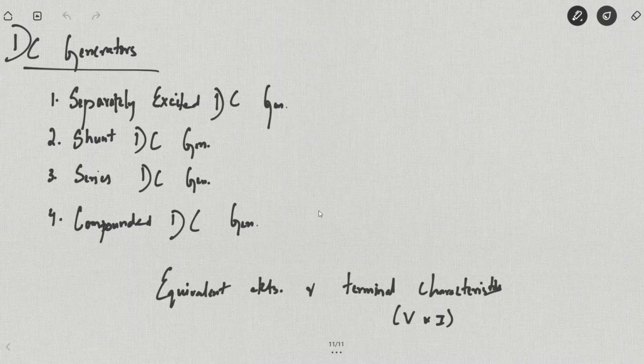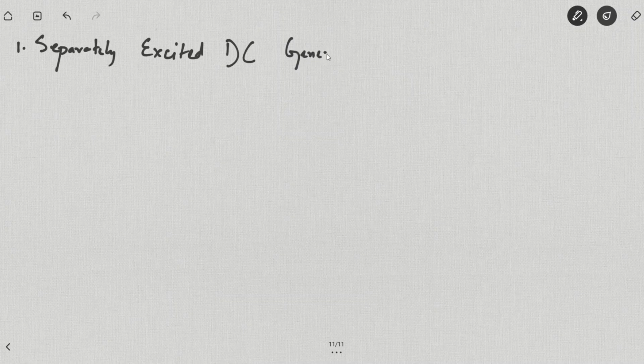So starting with the first, we have separately excited DC generators. So what are separately excited DC generators? We know that in case of motor configuration, the shunt motor and the separately excited DC motor were similar. They have the same torque speed profile, and there was hardly any difference in operation. But here there will be some distinguished characteristics that we need to understand.